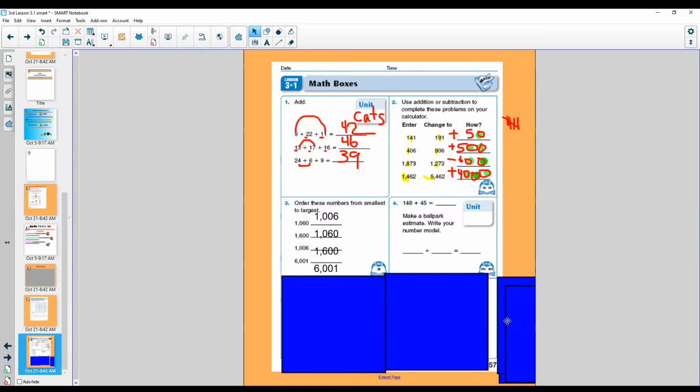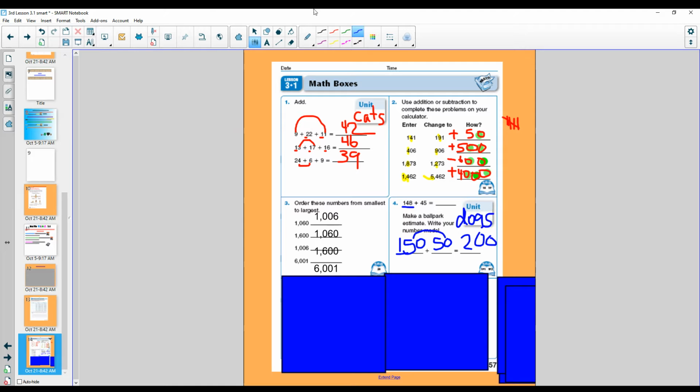All right, let's look here. Make a ballpark estimate and write your number model here. All right, let's see here. 148 is close to 150. 45 is closer to 50. All right, 50 plus 50 gives me 100, plus 100 more gives me 200. Your ballpark estimate might look a little different. You could have gone to 100 plus 50 and got 150. Then right here, make sure you decide what your unit is going to be.